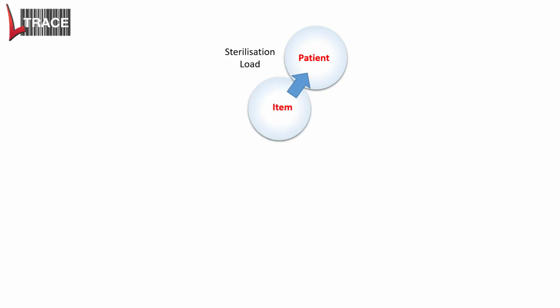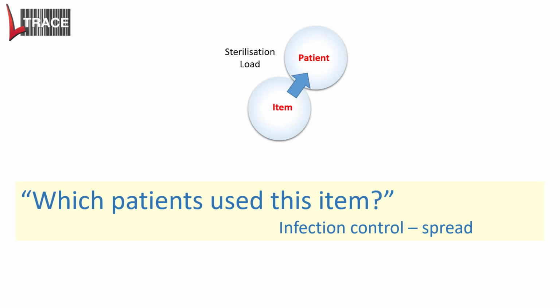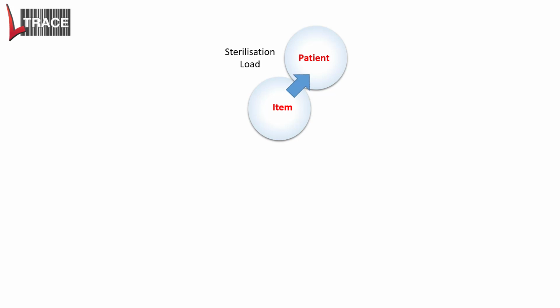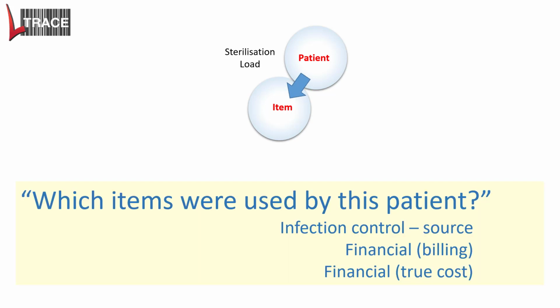Now, if we look at the relationship between an item and a patient, we can start to ask these questions. Which items were used, which patients used this item, for infection control and looking for the spread? And then if we reverse it, which items were used by this patient? Once again, infection control, but also financial billing information, so you can now be charging a patient an accurate cost of a procedure, and looking at the true cost for procedures.